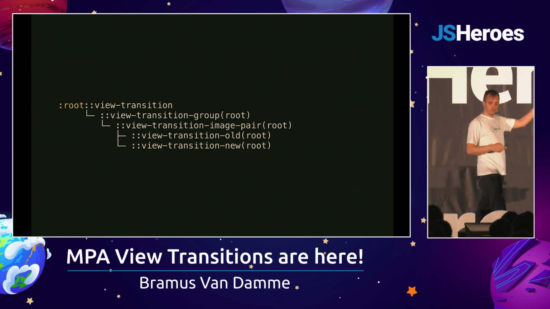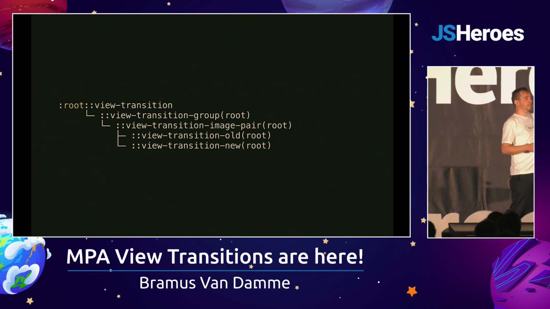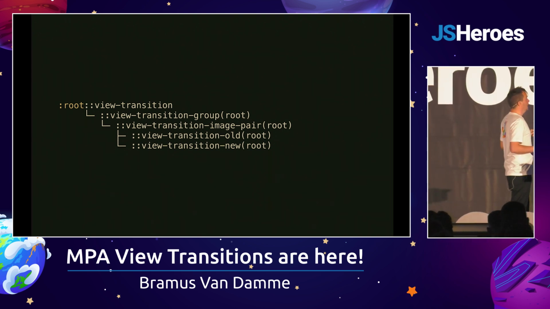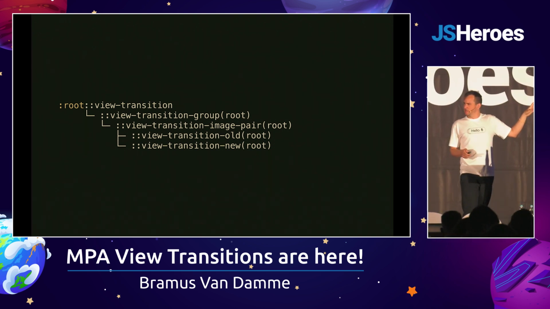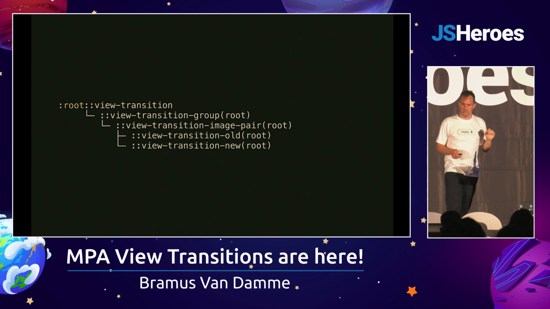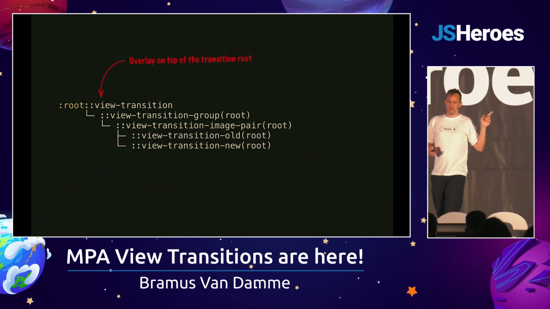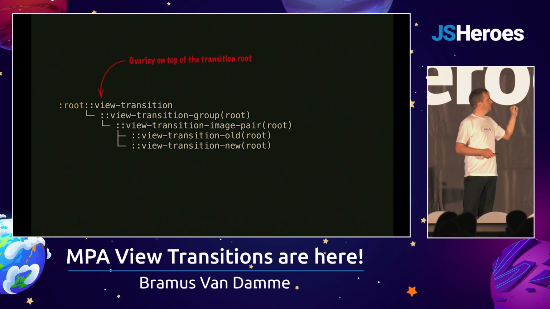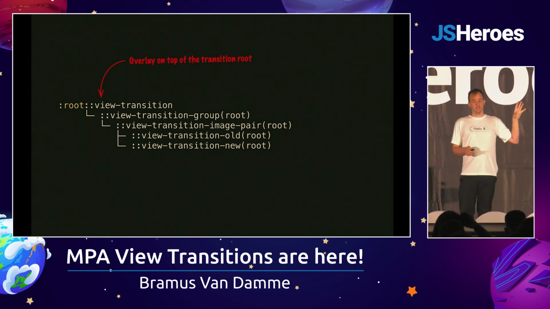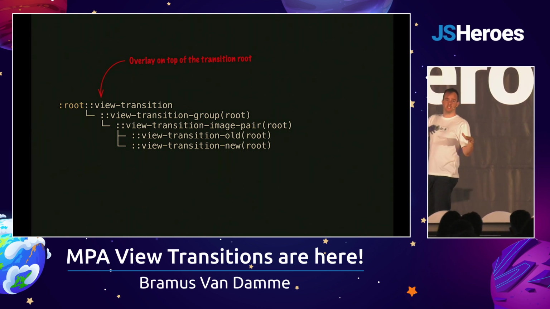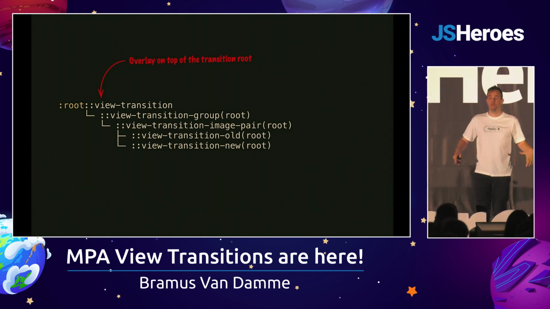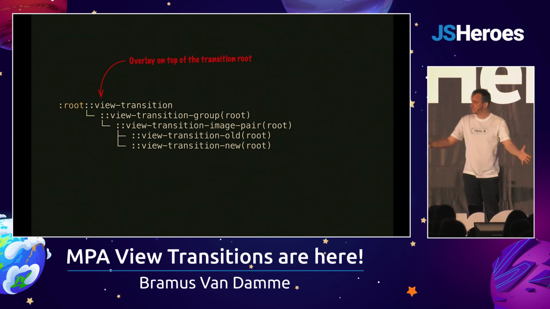So here we call document.startViewTransition. The pseudo tree gets injected onto the root, and that's a lot of elements, I know, but we recognize a few there. We don't recognize this one, but this one is very important. It's the view transition overlay, which gets positioned on top of your document. So your document with all the buttons and the images and the text is underneath.